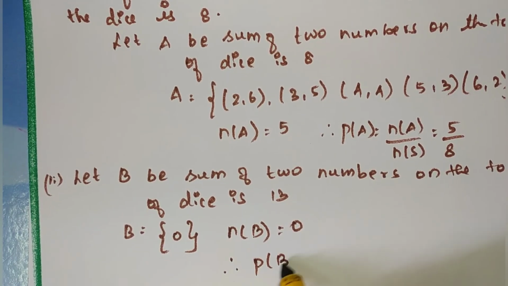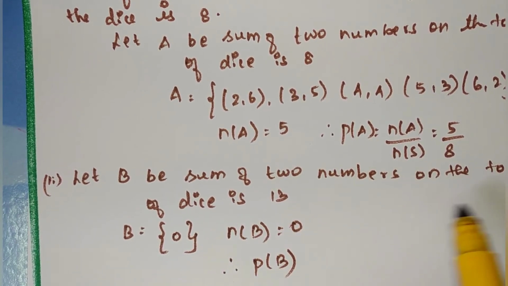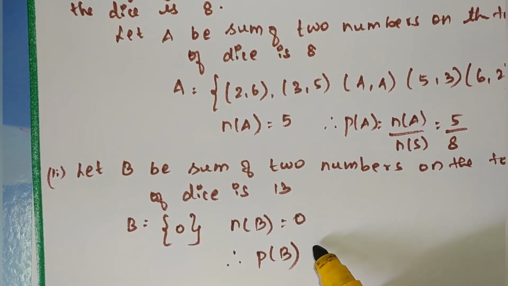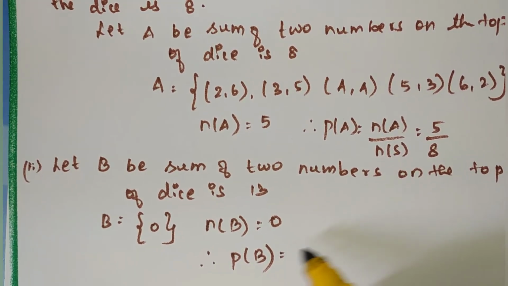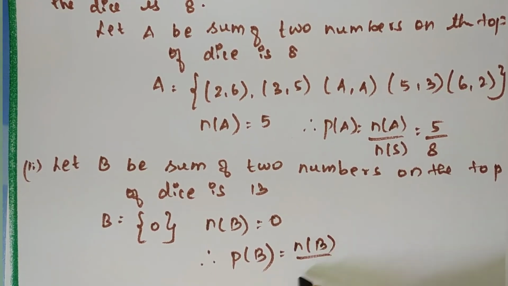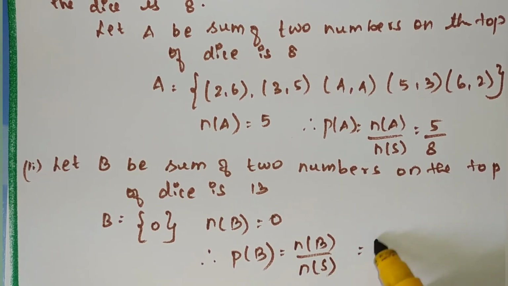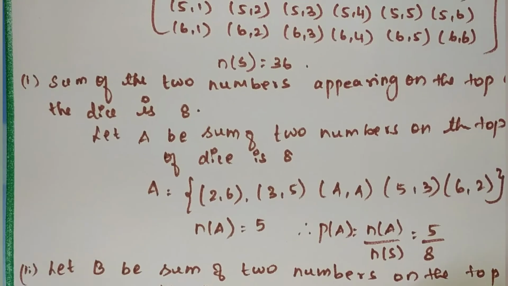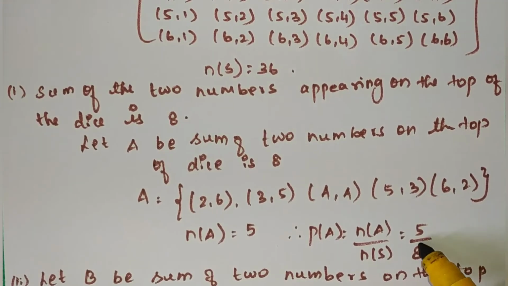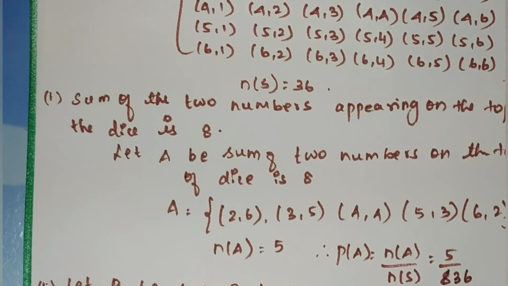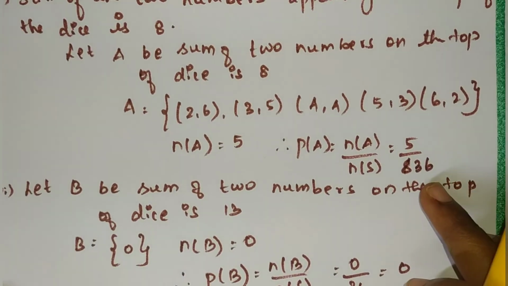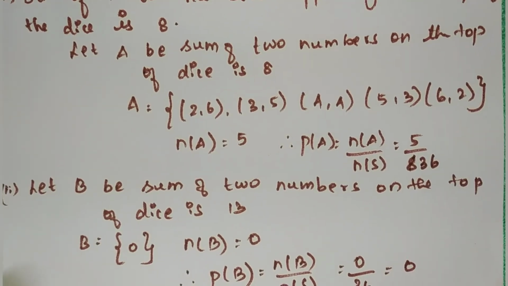Therefore P of B, that is the probability of the sum of the two numbers on the top of the die is 13, is 0. It is an impossible event. Divided by N of S, 0 divided by 36 is equal to 0. Here the N of S is 36, not 8, sorry. N of S is 36.